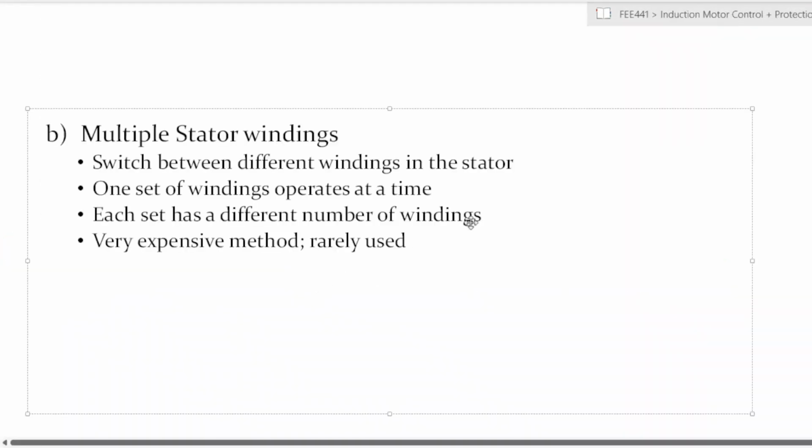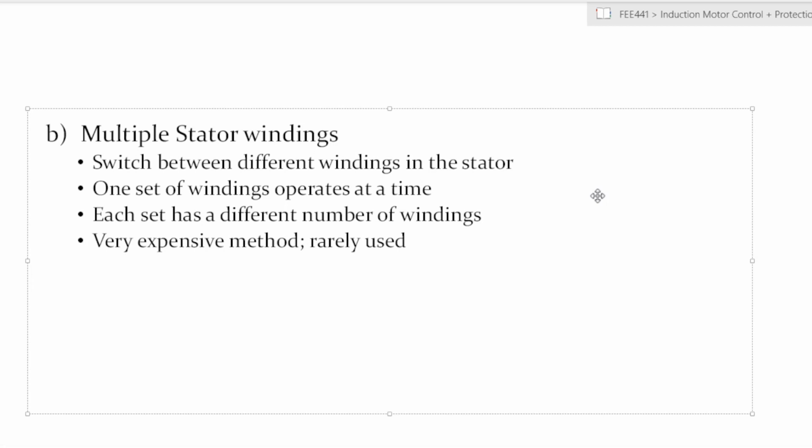And only one set of windings operates at a specific time. So you are either using, for example, your 4-pole winding or your 6-pole winding. Each set has a different number of windings in itself to get a different number of poles. However, this method is obviously very expensive because you would have essentially double the number of windings than what you're actually using. At any given time, you're only using one out of the set of windings. So it's like having 2 motors in one, whereas you only have the output of 1 motor.